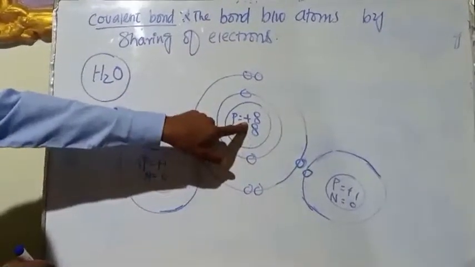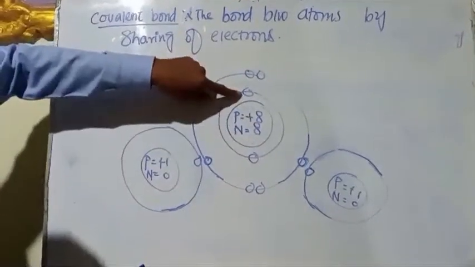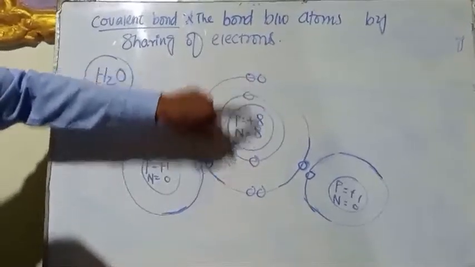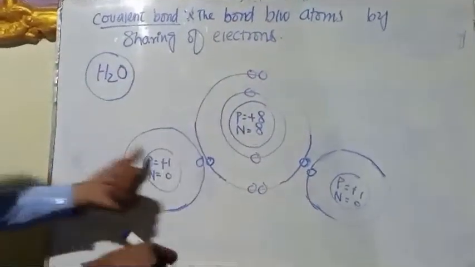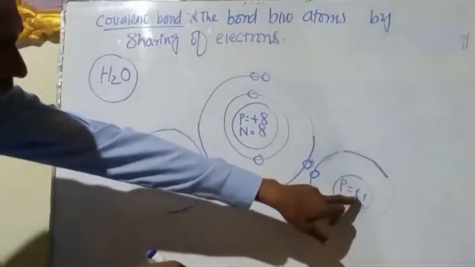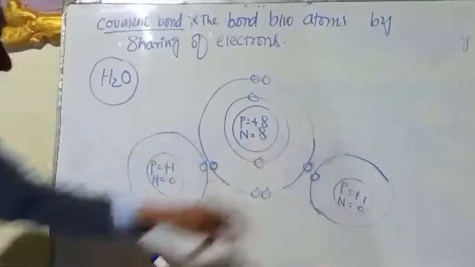Oxygen has 8 protons in the nucleus and 8 neutrons. So oxygen has 8 electrons in the shells. So the first shell contains 2 electrons and the second shell contains 6 electrons. Now we will make 2 hydrogen atoms. Each hydrogen atom has 1 proton and 0 neutrons in the nucleus and only 1 electron in the shell.